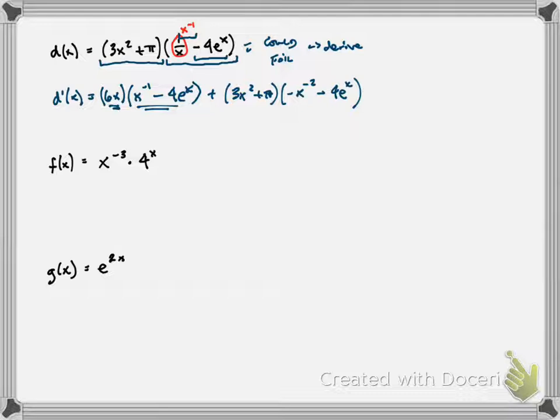And as we discussed in the last video, and even mentioned here in this video, when I derive a constant times e to the x, the derivative is the constant times e to the x. There's d prime of x.